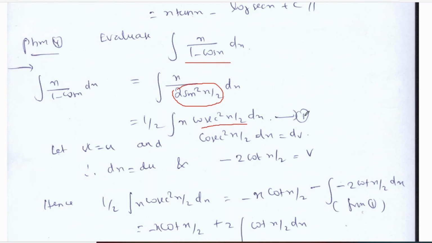Take it as equation number 1. Here we have an algebraic function as well as a trigonometric function. So this x can be taken as u. The remaining part is dv. When you differentiate, you'll get dx is equal to du. And when you integrate this, what will you get? Integral dv is v. And the integral of cosecant square x by 2 is minus 2 cot x by 2. That's the formula. Cosecant square is minus cot, so minus 2 cot x by 2.